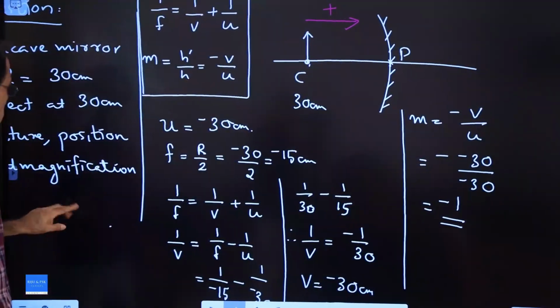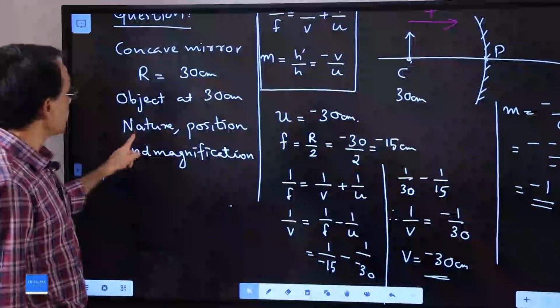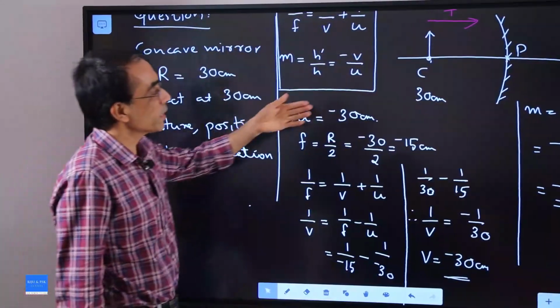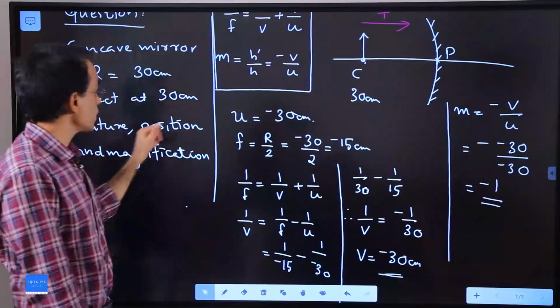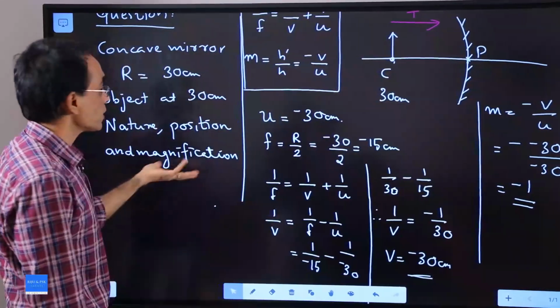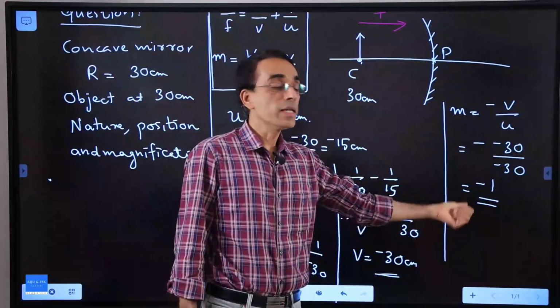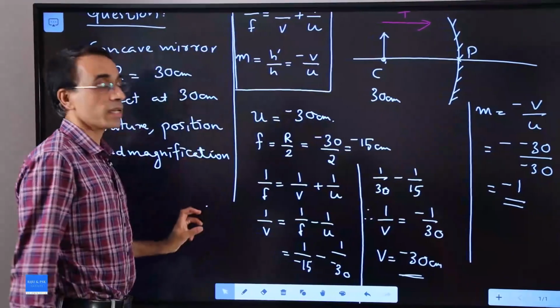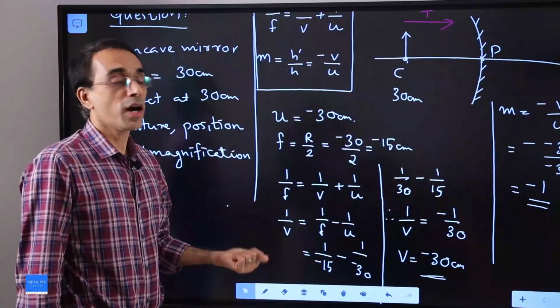So the question, what is the nature? Nature is the image is inverted and equal size. And what is the position? It is 30 centimeter from the pole. And what is the magnification? Magnification is minus 1. This is how we apply Cartesian sign convention. This is a very basic question in NCERT textbook. I hope it's clear.